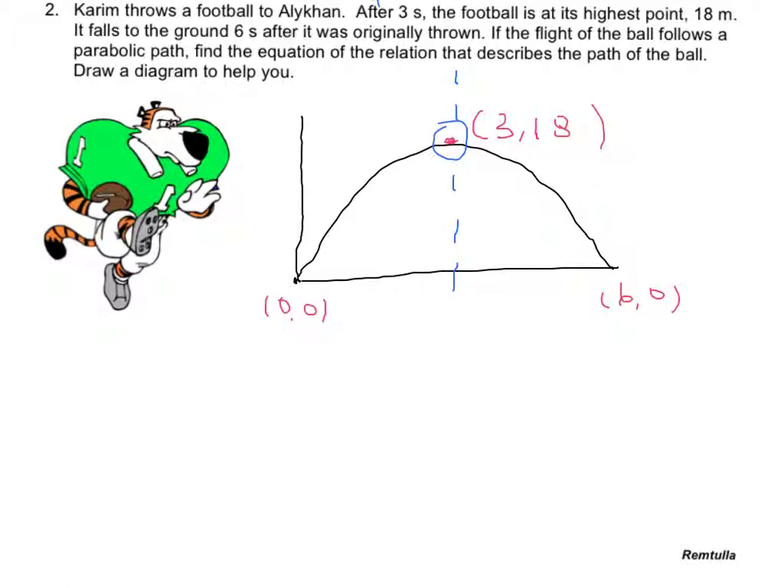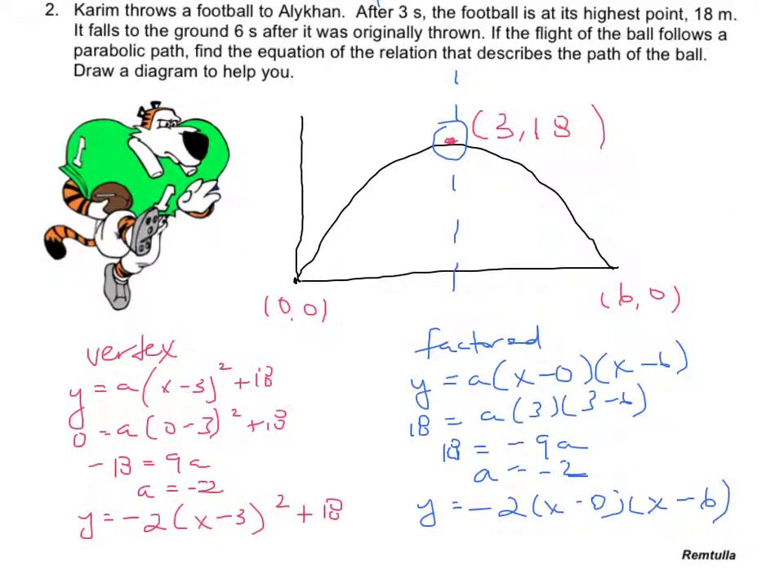I could find the equation in two different ways. I could find it in vertex form and use the vertex and then one of the other 2 points as my point, or I could use factored form, where I have 2 points and I have the vertex as my third point. So I'd like you to split your page in half and try it both ways. See if you can figure out the equation in vertex form and in factored form.